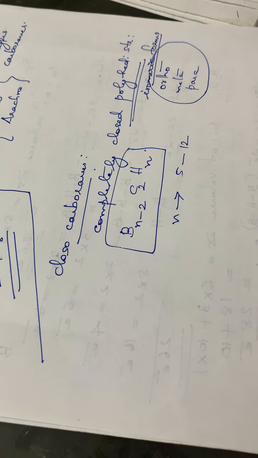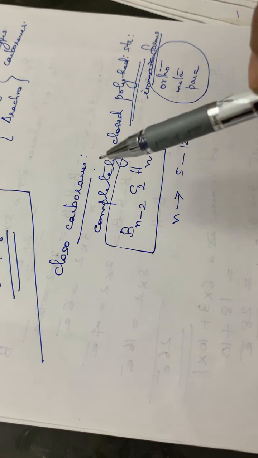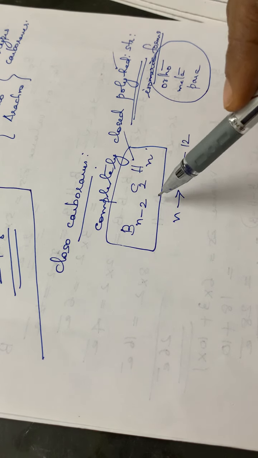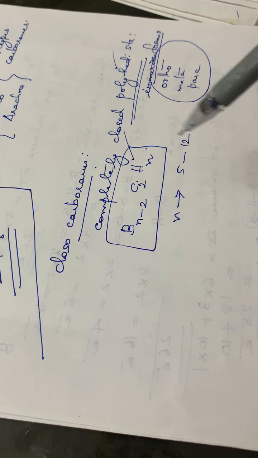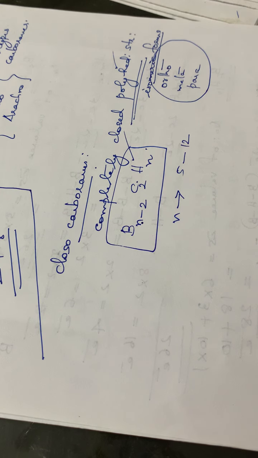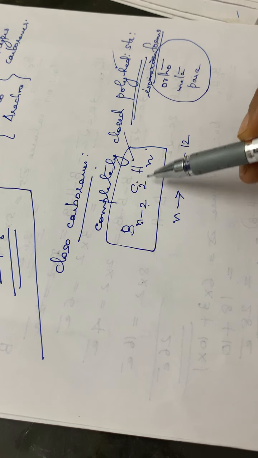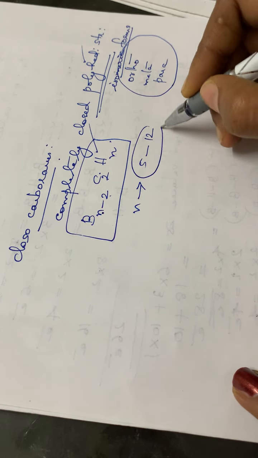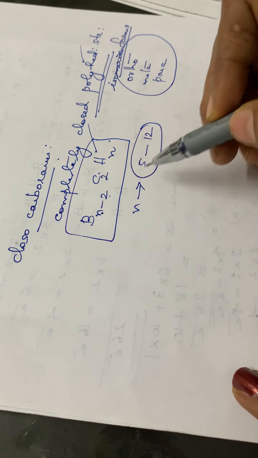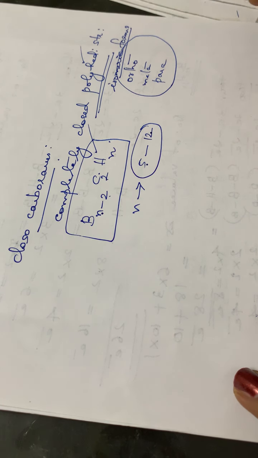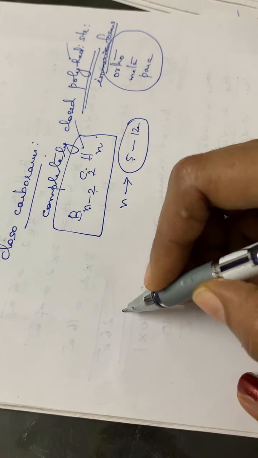So these are the general characteristics of closocarboranes: a completely closed polyhedral structure, with general formula Bn-2C2Hn, where n is the number of boron atoms. If n is equal to 4, it becomes B2C2H4, but here n varies from 5 to 12 only. So the starting value of n is 5 and the maximum is 12.